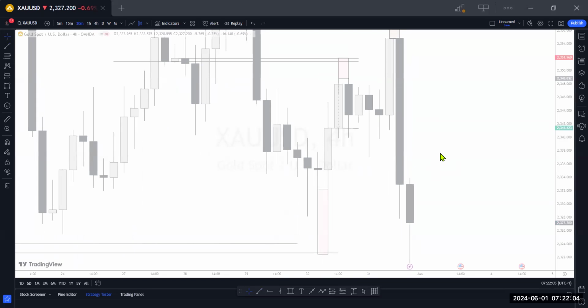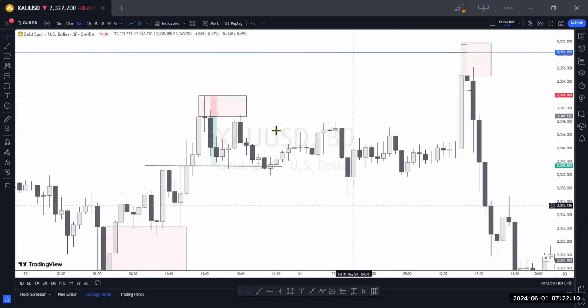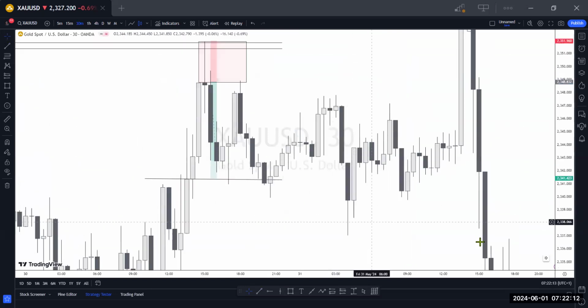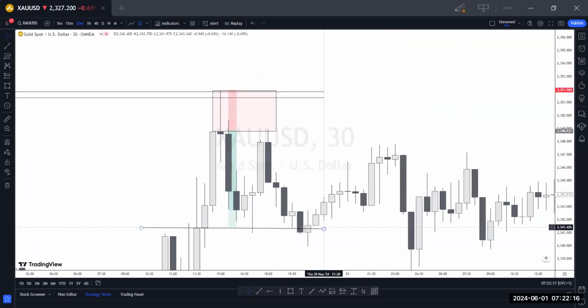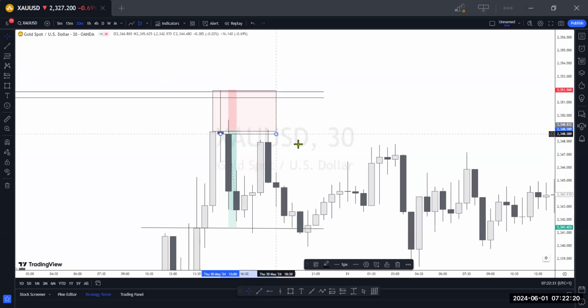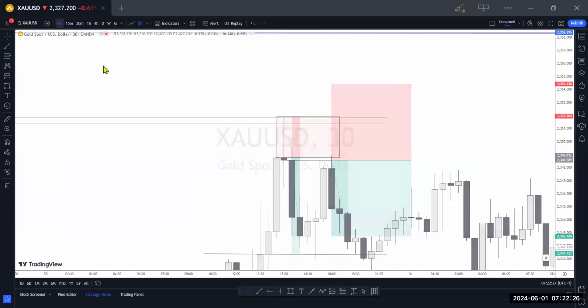So you don't have to always wait for the traditional SNR levels, right? You see, sweet, so super sweet. On M30, price came back again, re-entry, because that level is still fresh. Re-entry. So in an M30 level, what time frame will you go to from M30? You go to M5.